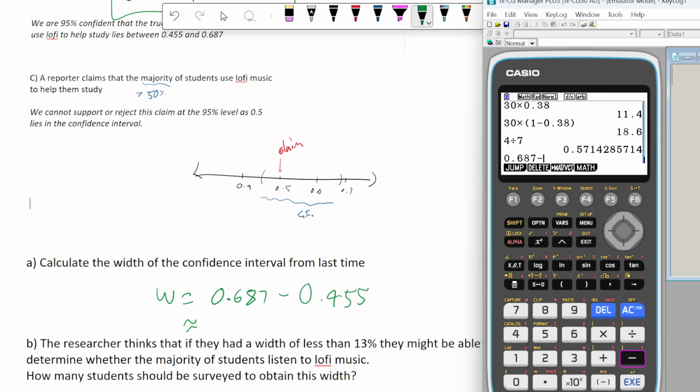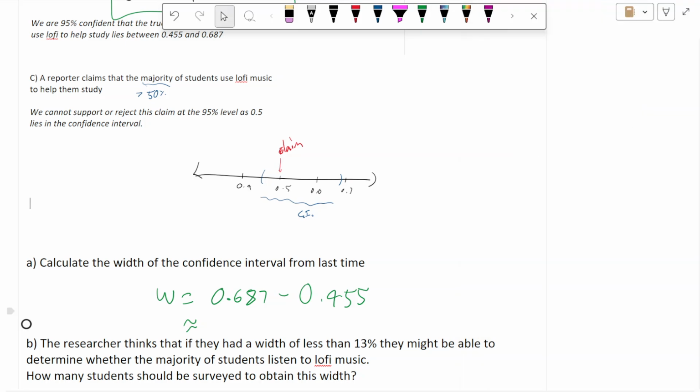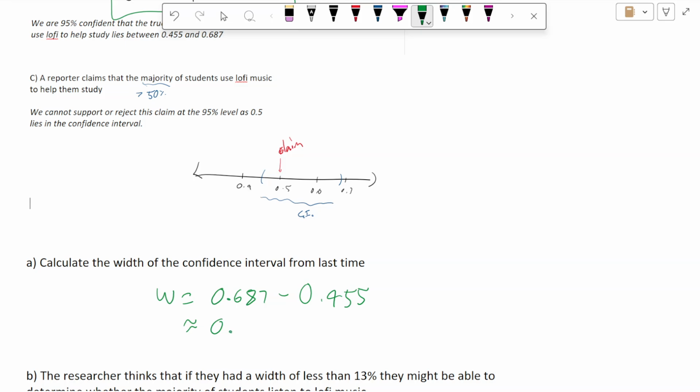Okay, 0.687 take 0.455, so it's 0.232. Okay, so that's the width of the confidence interval there.